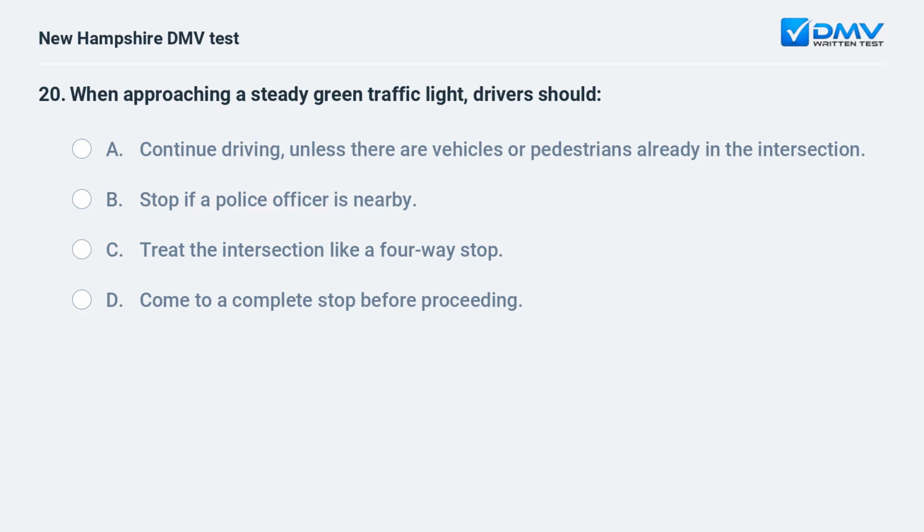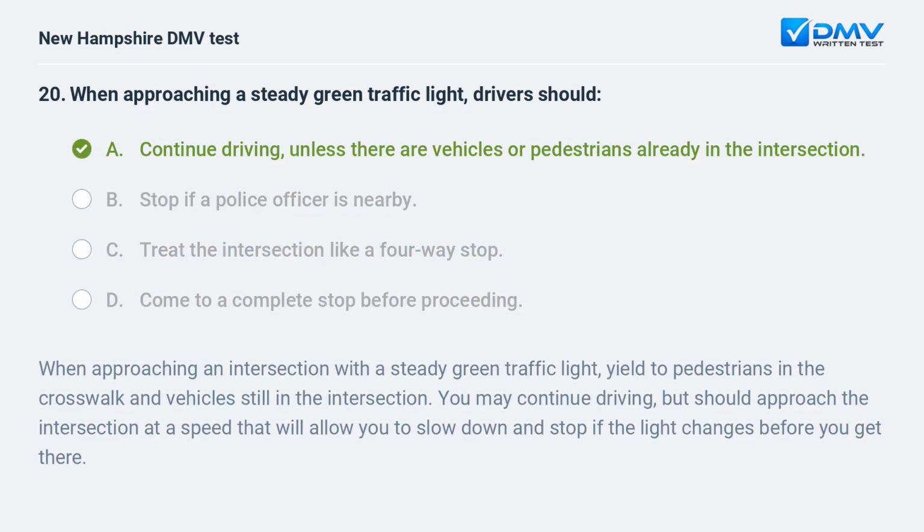When approaching a steady green traffic light, drivers should A. Continue driving, unless there are vehicles or pedestrians already in the intersection. B. Stop if a police officer is nearby. C. Treat the intersection like a four-way stop. D. Come to a complete stop before proceeding. A. Continue driving, unless there are vehicles or pedestrians already in the intersection.